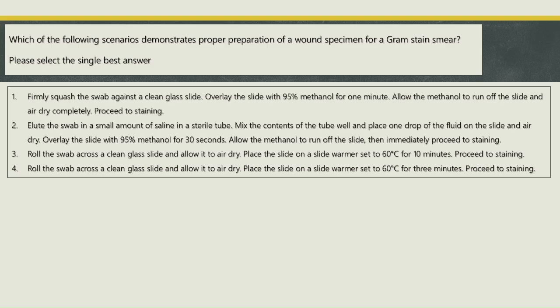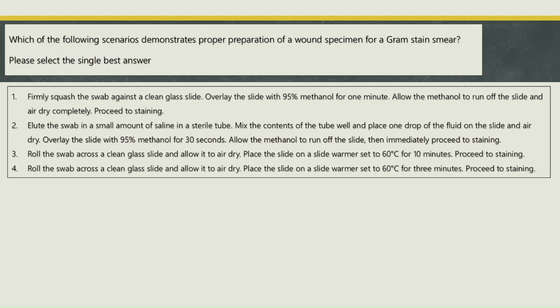Proceed to staining. 2. Elute the swab in a small amount of saline in a sterile tube. Mix the contents of the tube well and place 1 drop of the fluid on the slide and air dry. Overlay the slide with 95% methanol for 30 seconds. Allow the methanol to run off the slide, then immediately proceed to staining.